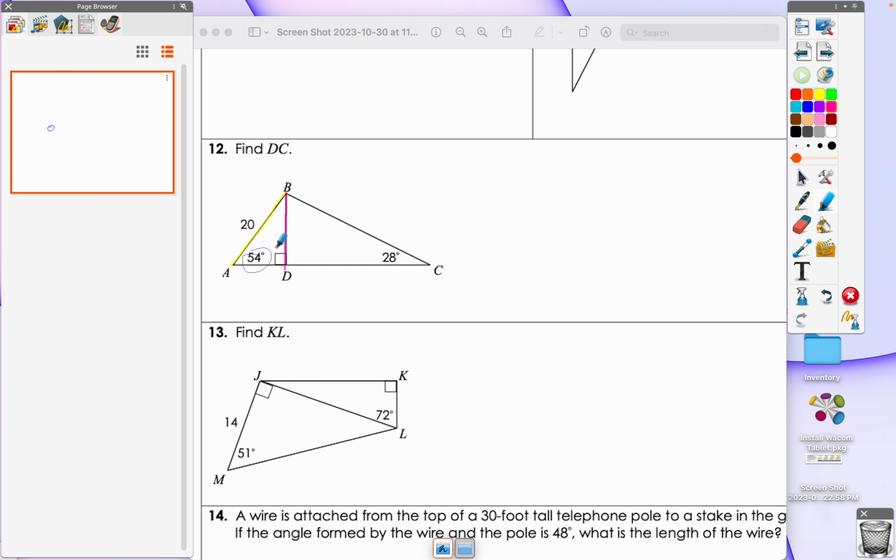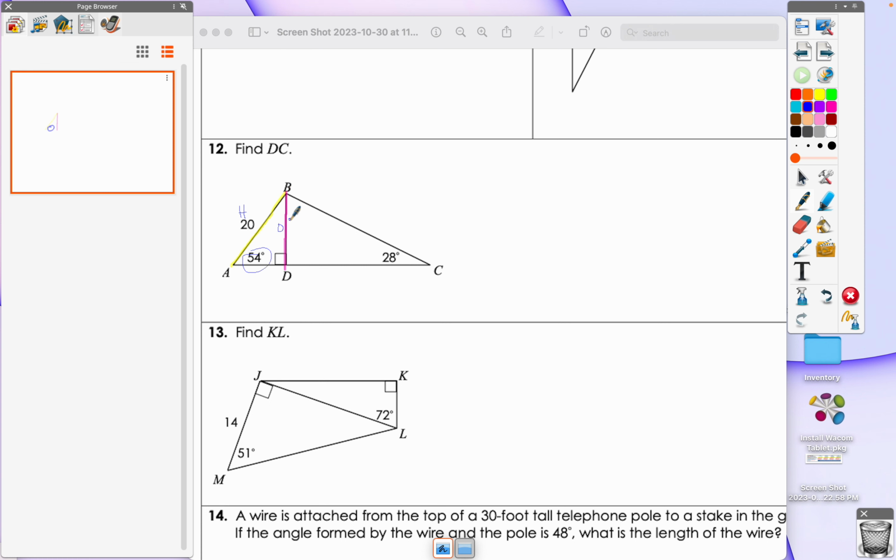Let me say that one more time. BD is the side of the triangle on the left, and BD is also the side of the triangle on the right. So I'm going to use it to shift from the triangle on the left to the triangle on the right. Okay, so this BD is my opposite to the 54. Okay, so I'm going to use that to find BD. So opposite and 20 is my hypotenuse.